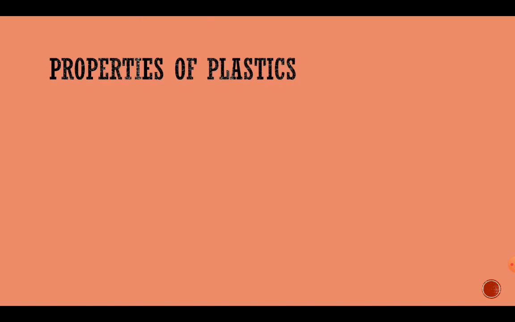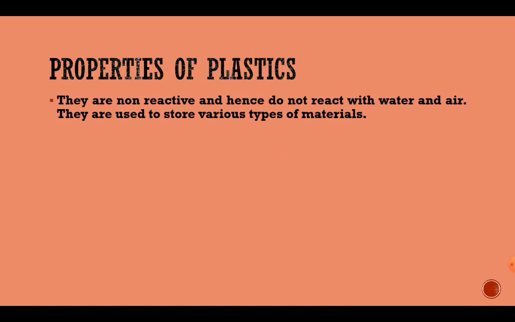Now let's see the next heading, that is the properties of plastics. It is a very important 5 mark board examination question which has been asked several times. Now let's see the first property. They are non-reactive and do not react with water and air, and that's why we store many materials or many pickles in plastic, because the pickles do not react with the plastic. Plastics are light in weight, strong and durable, and that's why we prefer plastic over other metals.